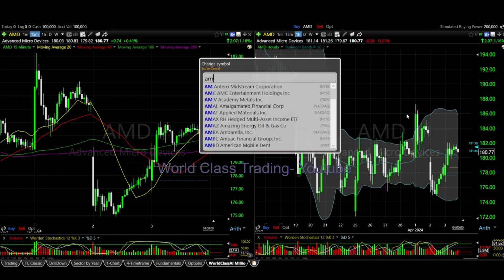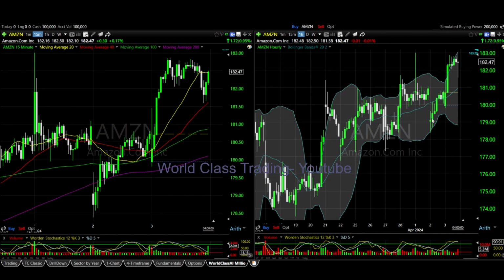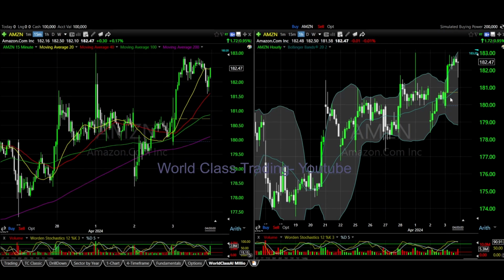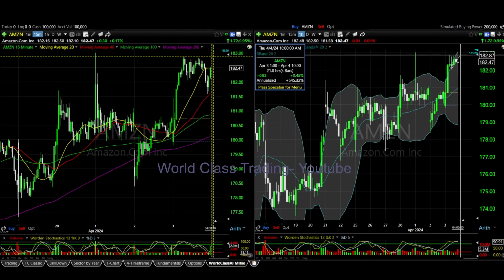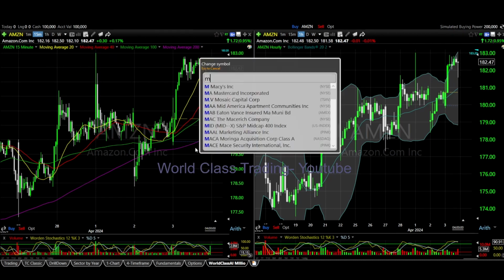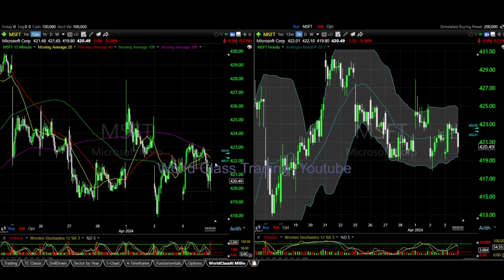All right, let's check Amazon. Amazon, pretty simple what it was doing. It went from the middle line all the way to the ceiling. Now we have to see what's going to happen, if it's going to go down, which it tried right here, all the way to the middle line, or if it's going to keep expanding upwards. What was the other company? Microsoft. Yeah, Microsoft was pretty choppy.